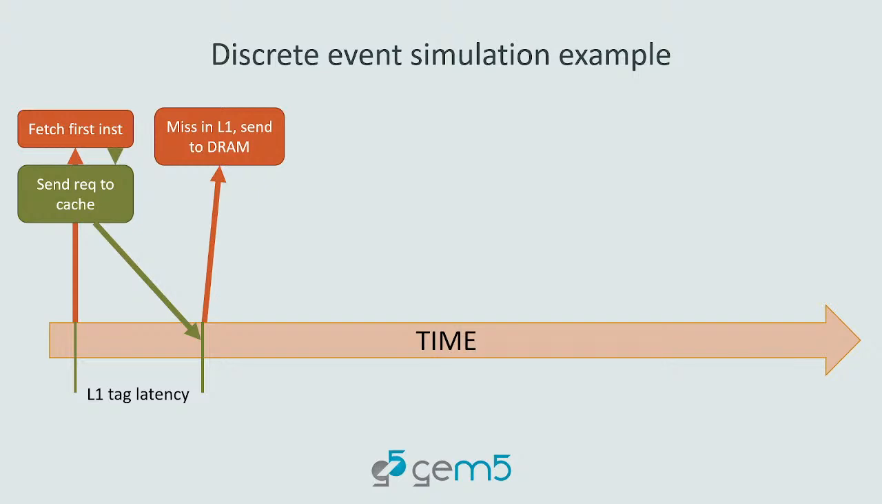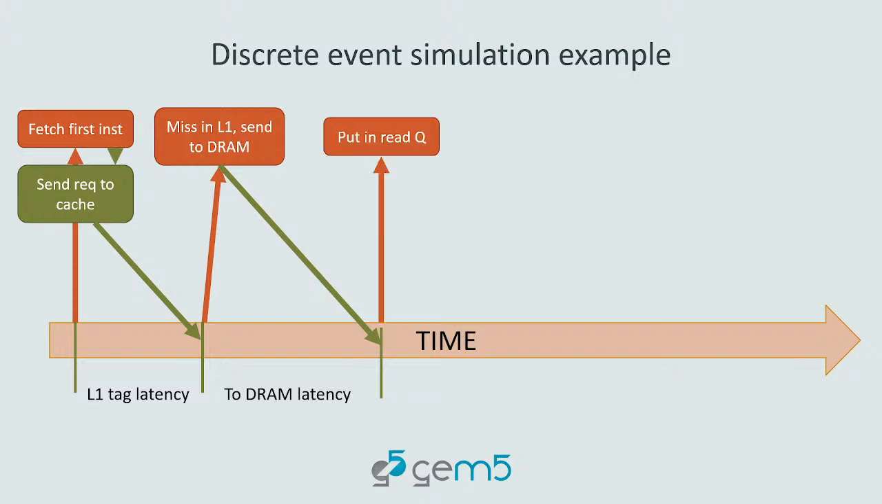It looks at the request and says, oh, that is a tag miss. So I'm going to miss in the L1, and I need to send this to DRAM. So it calls a function on DRAM, and maybe that takes some amount of time to get there. So it's going to schedule an event for the future with the interconnect latency. And at that time, we're going to check DRAM. Maybe it needs to sit in the queue for a little while, or maybe it's the only thing in the queue, so it gets popped off the queue.